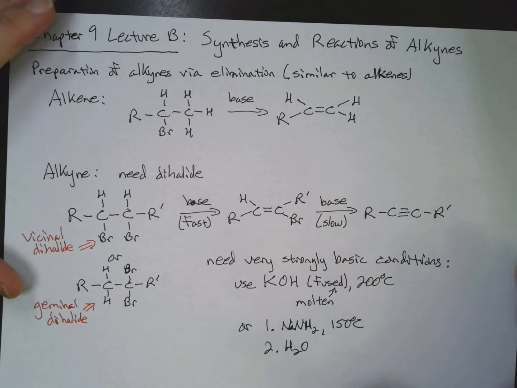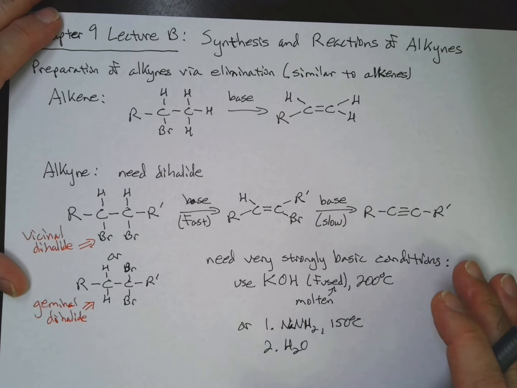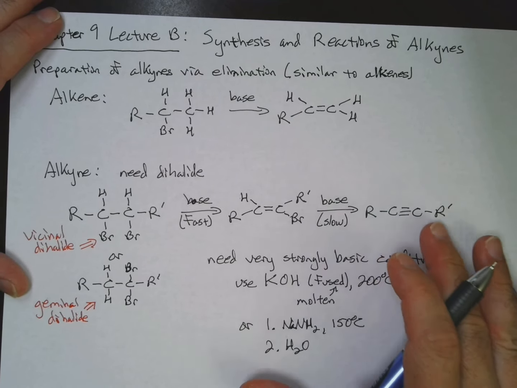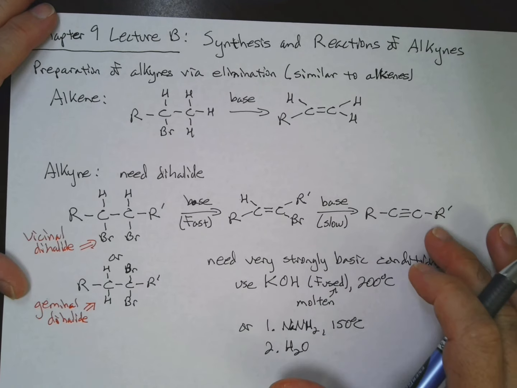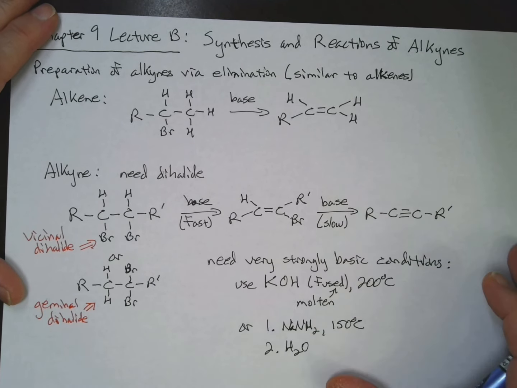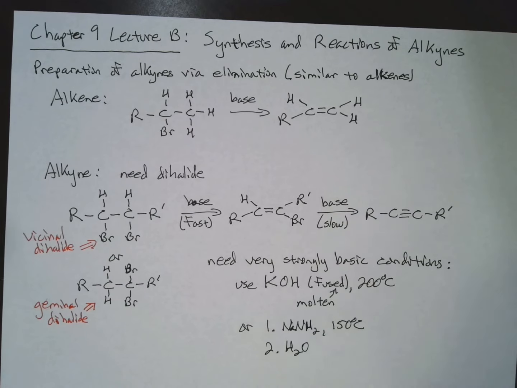And really, that's how we're going to make our alkynes. If you already have an alkyne and it's a terminal alkyne, you can turn it into a longer alkyne by reacting it with an alkyl halide. But we'll talk more about that in another lecture. All right. So let's take a look at some reactions of alkynes.